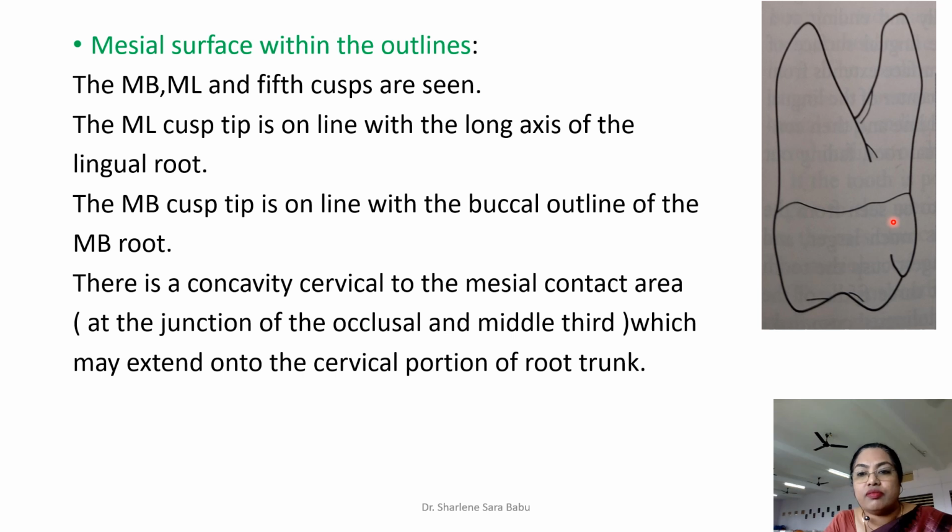Moving to the mesial surface within the outlines, the mesiobuccal, mesiolingual and the fifth cusp are seen. The mesiolingual cusp tip is in line with the long axis of the lingual root. The mesiobuccal cusp tip is in line with the buccal outline of the mesiobuccal root. There is a concavity cervical to the mesial contact area, at the junction of the occlusal and the middle third, which may extend onto the cervical portion of the root trunk.